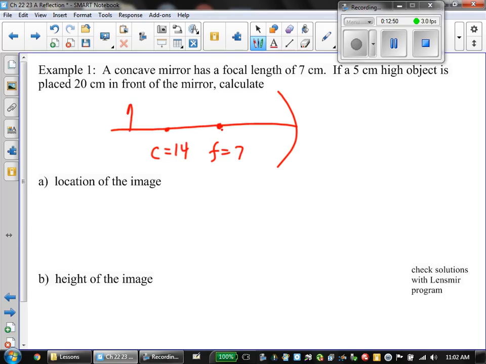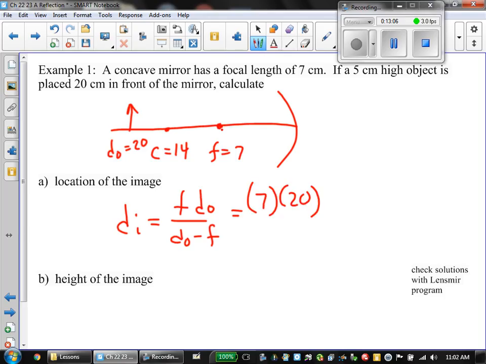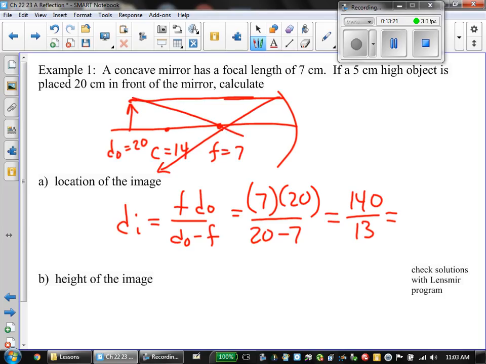Now it's simply saying, I'm looking for the location of the image. I'm looking for d_i, so d_i must equal f d_o over d_o minus f. So I'm going to plug in numbers: 7 times 20, and then d_o minus f is 20 minus 7, so I'll get 140 over 13. And that's going to be a little bit more than 10. If you look at the picture, you could sketch this out, in parallel down through F, out parallel, this image will form somewhere there, and the number you get should jive with the picture you get, so it should make sense.